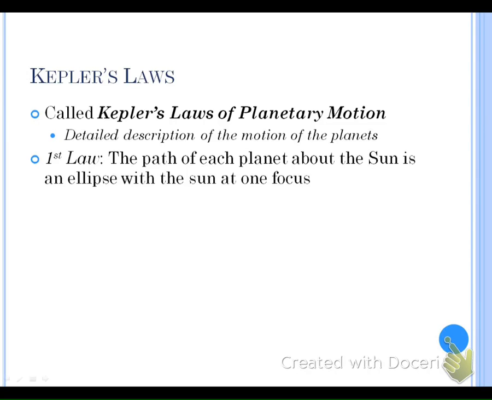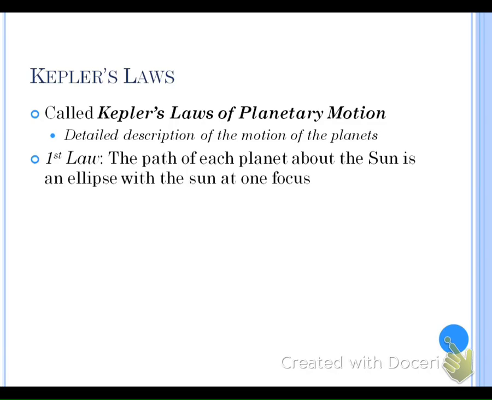Kepler's laws of planetary motion give us good, pretty detailed descriptions of how the planets move, what their orbit looks like, the time it would take them to orbit, all that kind of stuff. He gives us a pretty good description of the motion of these planets with reference to the sun.